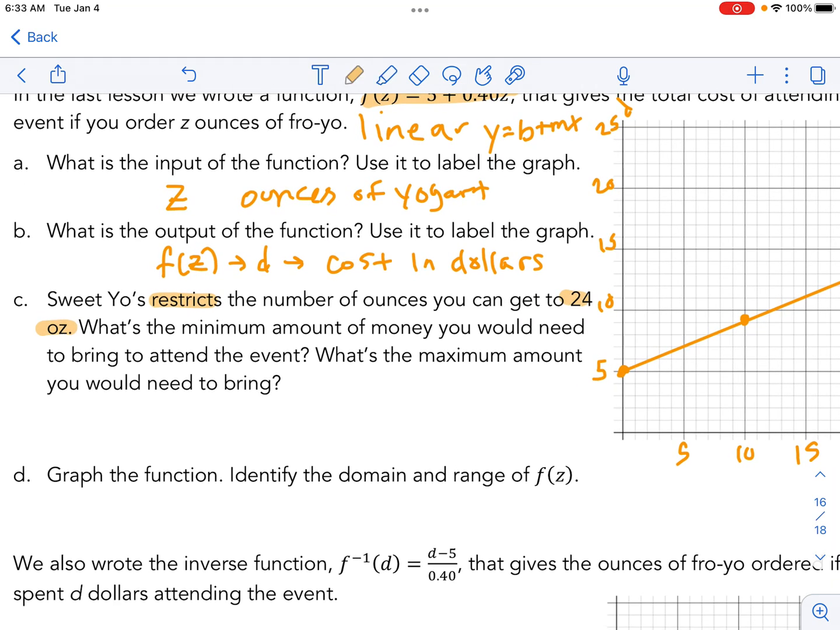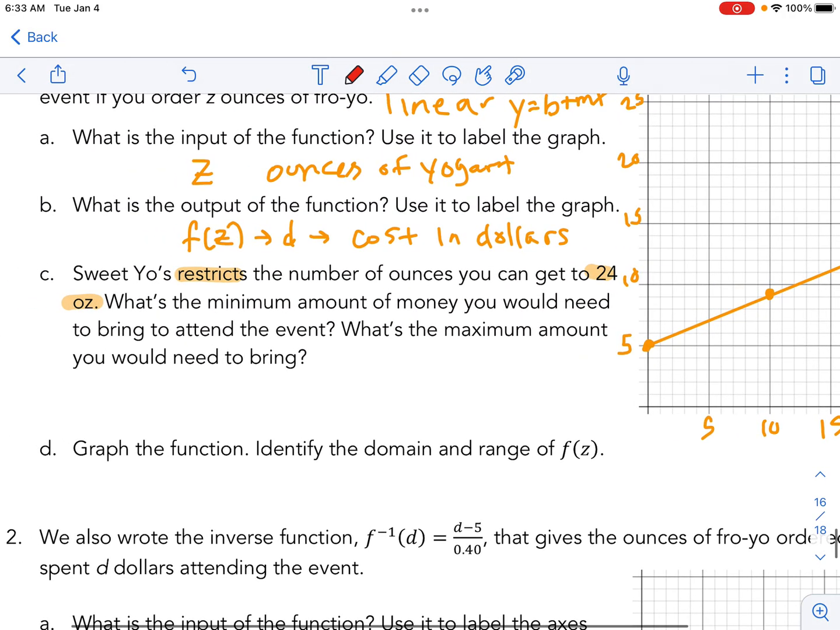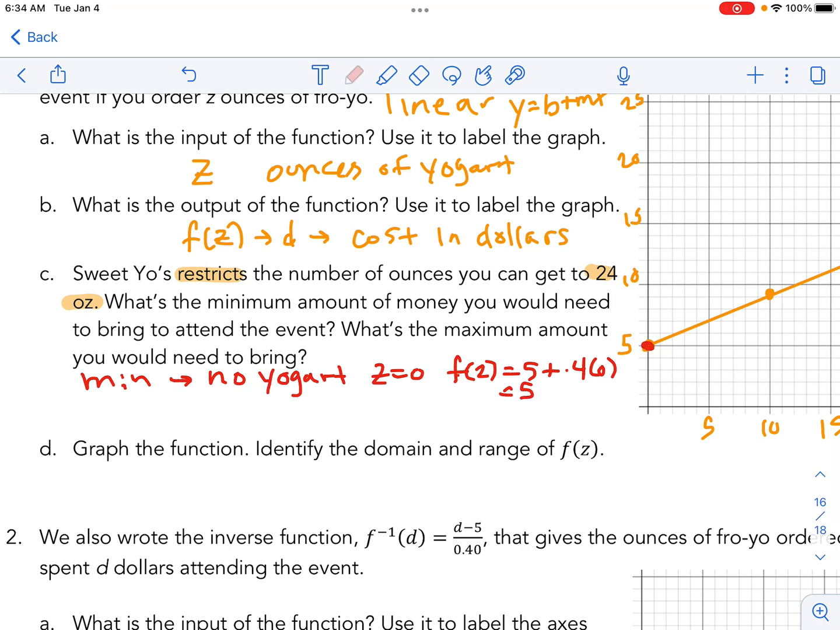So let's talk about minimums. When looking at this graphically, the minimum would be the lowest point on that graph. So the minimum would be basically, if you go in, you buy no yogurt, right? You just pay to listen to the jazz band. So the minimum would be z equals 0. And so our f of z is going to be 5 plus 0.4 times 0, which is 5. So that's our minimum.